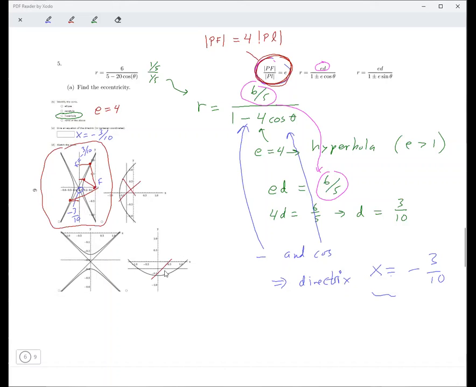These other ones aren't even hyperbolas, and plus your conic sections can't be intersecting the directrix like this. It just doesn't happen. Okay. So let's go on to the next one, unless there are any questions.